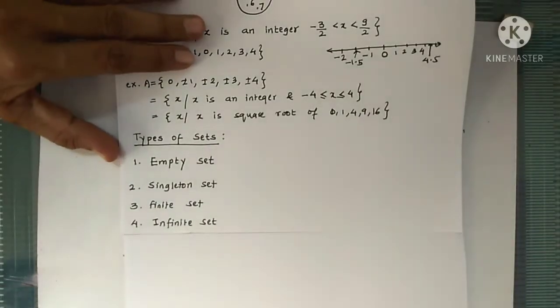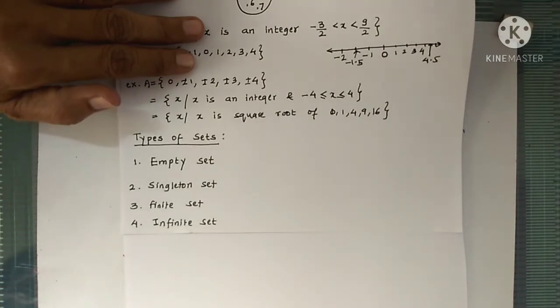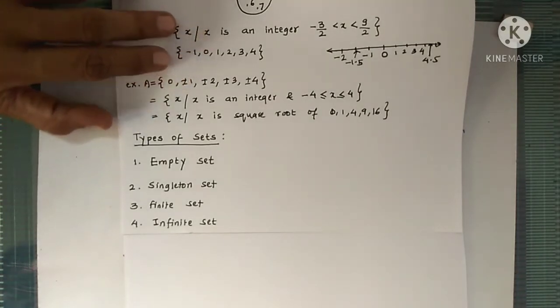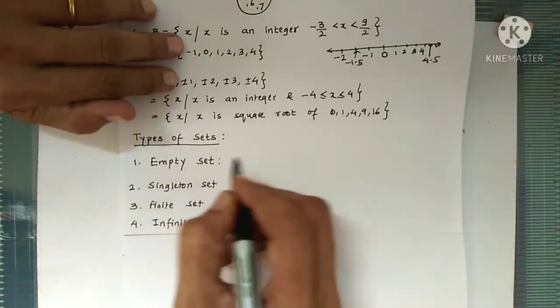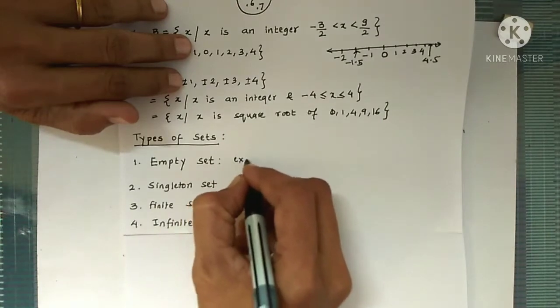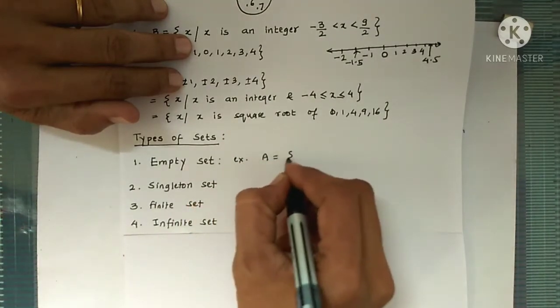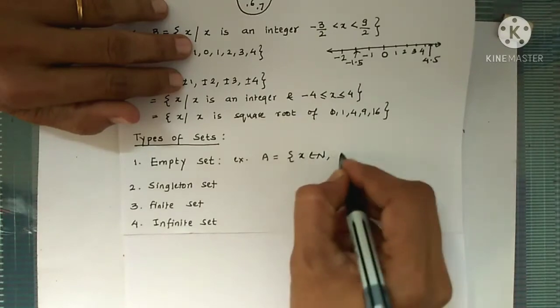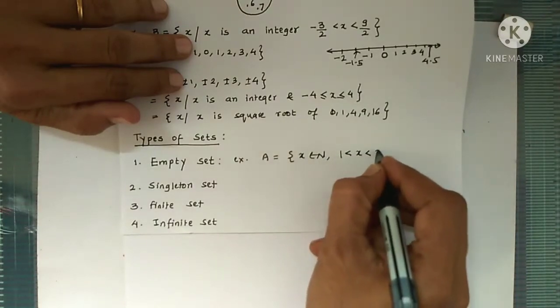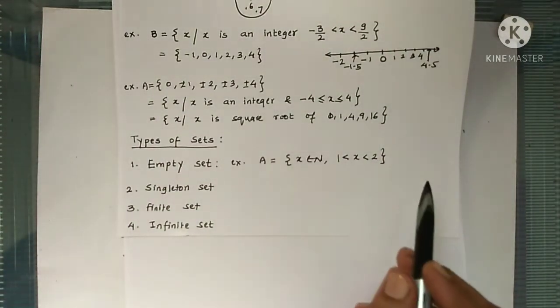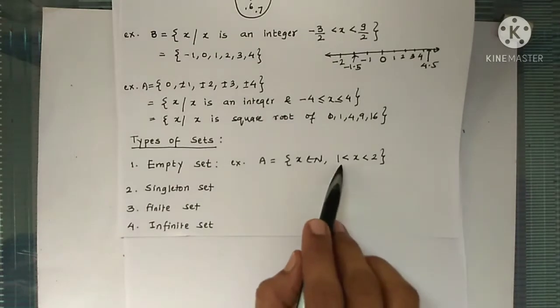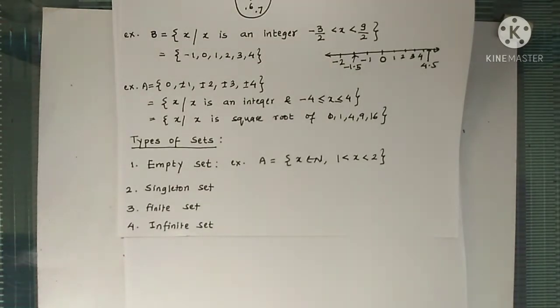Now let's see some types of sets. The first one is the empty set. As the name suggests, the set does not contain any element. For example, if I take set A equal to x, where x is a natural number and 1 < x < 2. I want a natural number between 1 and 2, but there is no natural number between 1 and 2. So it is an empty set. The empty set basically does not contain any elements.